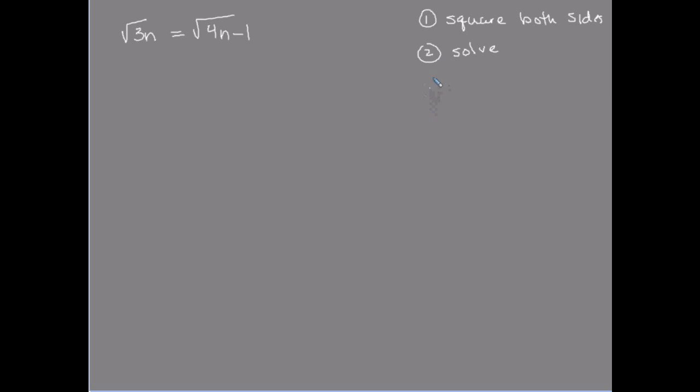And actually, I was wrong. We don't have an extra step on this. Sorry about that. So I'm going to square both sides. And I'm going to have 3n is equal to 4n minus 1. I will subtract 4n from both sides. And I get negative n is equal to negative 1, so n is equal to 1.